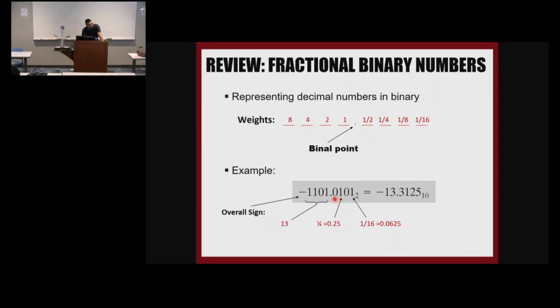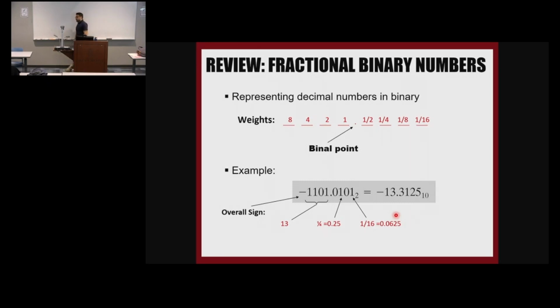On the right side of the binary point, we multiply the first bit, which is 0, by 2 to the -1, which is 0.5. Then we multiply the next bit, which is 1 here, by 2 to the -2, which is 1/4, or 0.25. Multiply 0 by 2 to the -3, and multiply 1 by 2 to the -4, which is 1/16, which is equal to 0.0625.